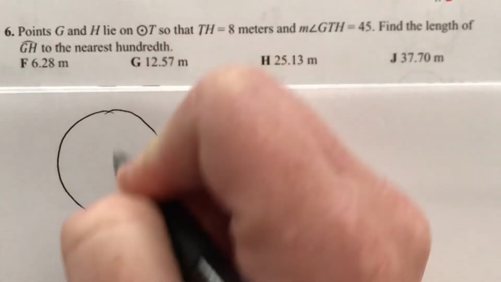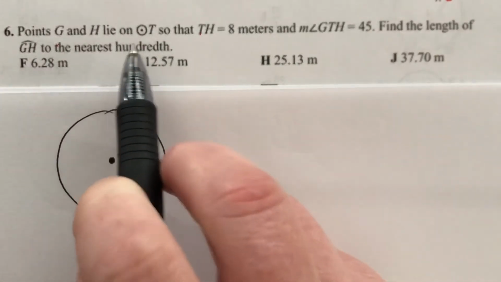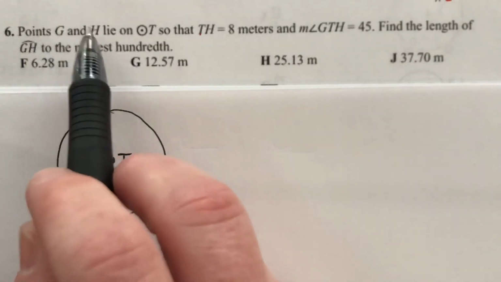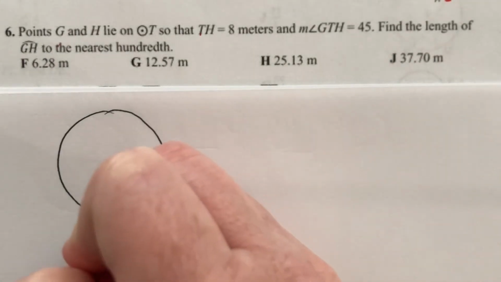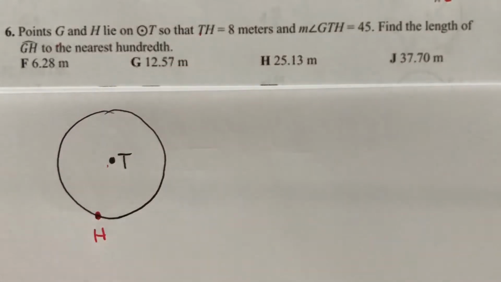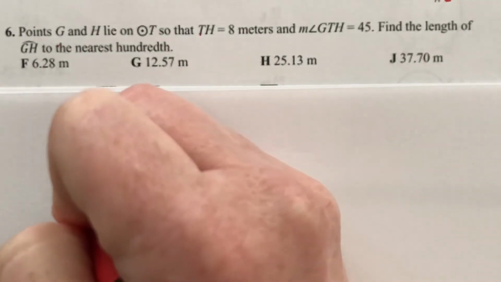Here's my circle. It's circle T, so I know point T is the center. And it says TH is 8 meters if G and H lie on the circle. So I'm going to put point H right here. And the distance from here to here is 8 meters. I'm going to do it in black. Here to here is 8 meters.